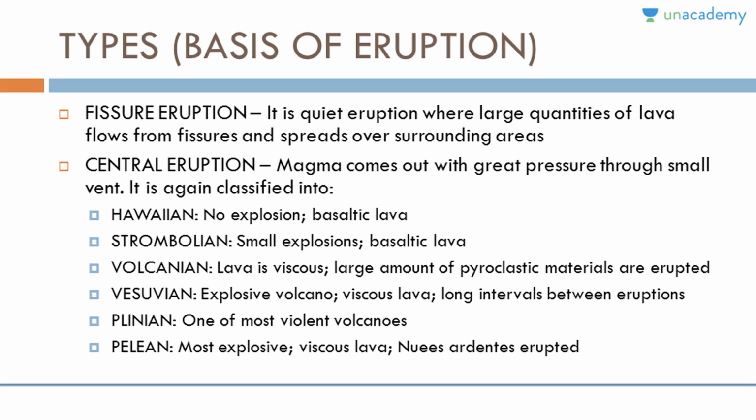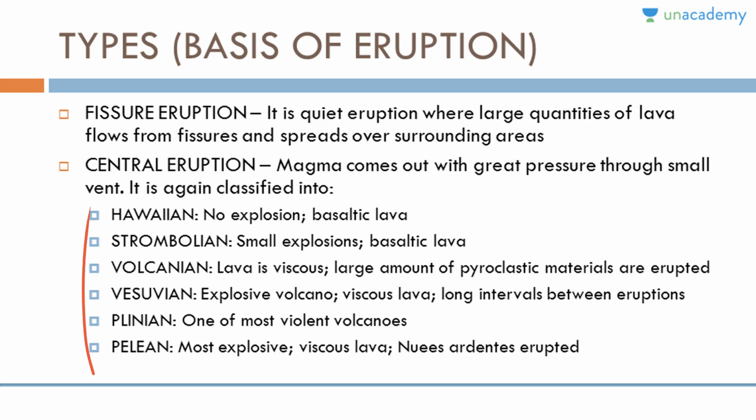On the basis of eruption, the volcanoes have been classified into two major types, that is fissure eruption and central eruption. Fissure eruption is the quiet eruption type where large quantities of lava flow from a fissure and spread over surrounding areas. Mainly here the lava is basaltic. Then we have central eruption, where magma comes out with great pressure through a small vent, and it is again classified into Hawaiian type, Strombolian type, Vulcanian type, Vesuvian type, Plinian type and Pelean type. These types are based upon the explosion, and in Hawaiian type there is no explosion, while moving towards Pelean type the explosion occurs in higher frequencies.